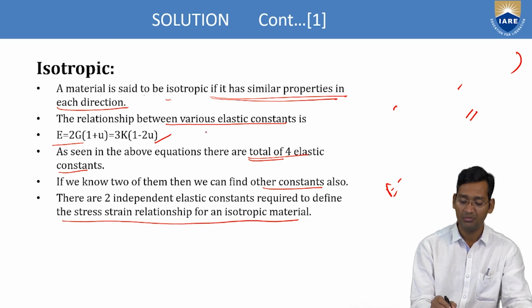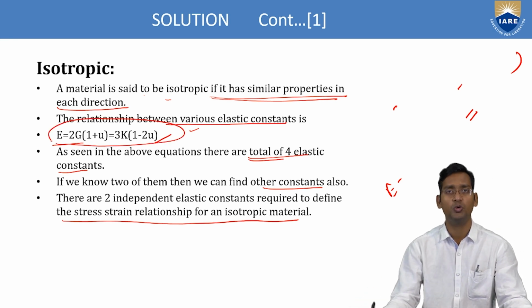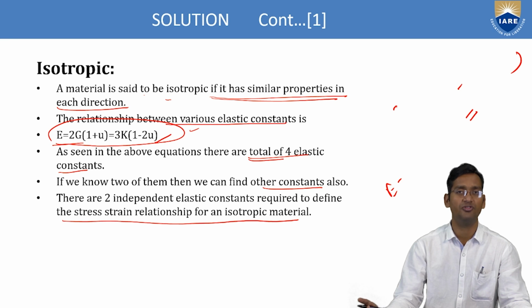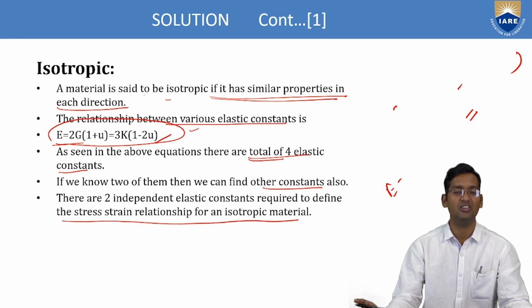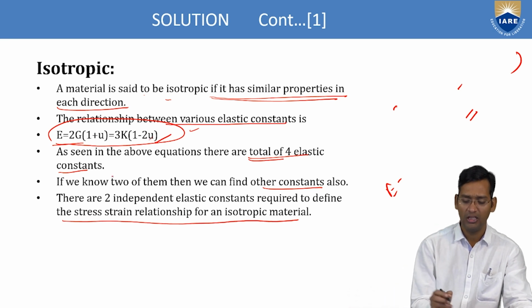Now, the relationship between various elastic constants is E equals 2G into (1 plus u). That is in terms of G. In terms of K, it equals 3K into (1 minus 2u). Now, if you solve this, what will we get? As in the above equation, there are a total of 4 elastic constants.